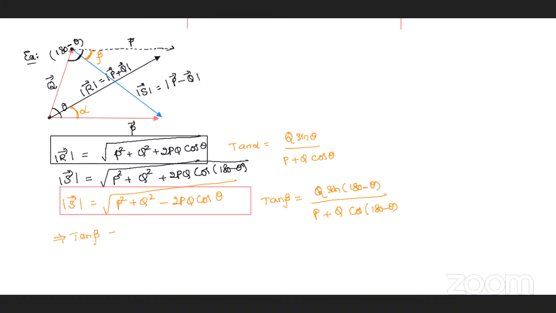Tan beta is equal to Q sine 180 minus theta. In the second quadrant sine is positive, so sine 180 minus theta becomes sine theta, upon P plus Q cos 180 minus theta. In the second quadrant cos is negative, so you will get minus cos theta here. So this will be P minus Q cos theta. So this is tan beta in case of subtraction of two vectors.